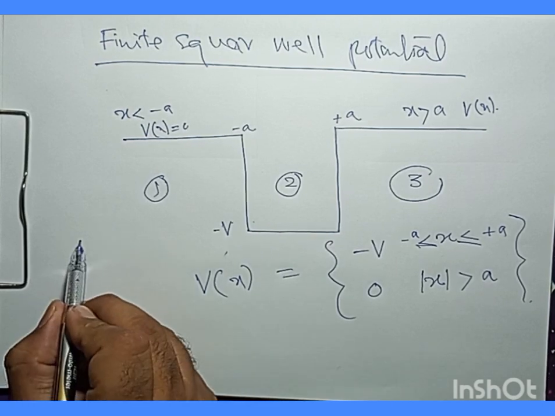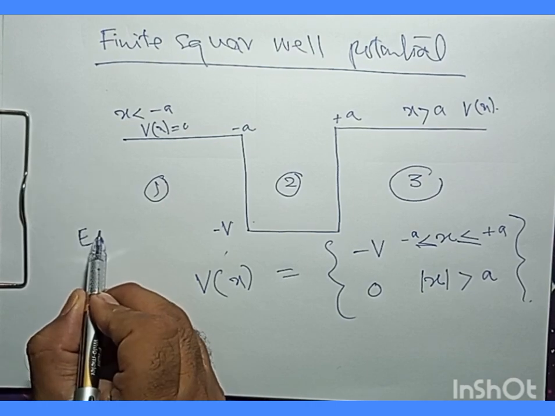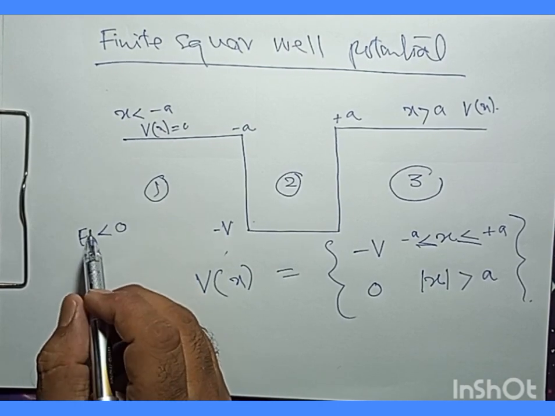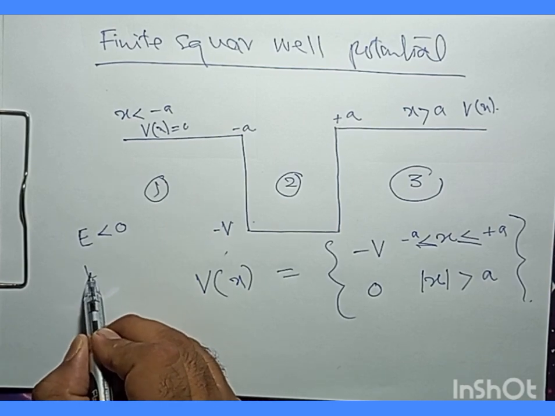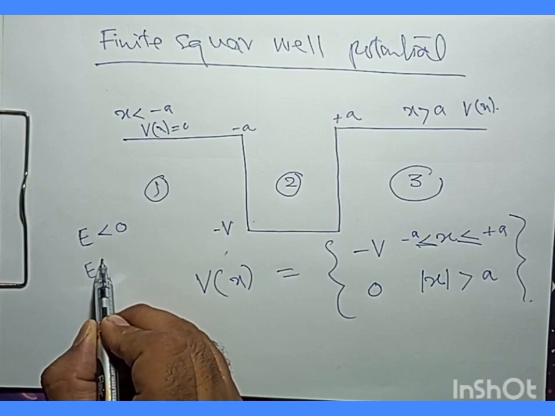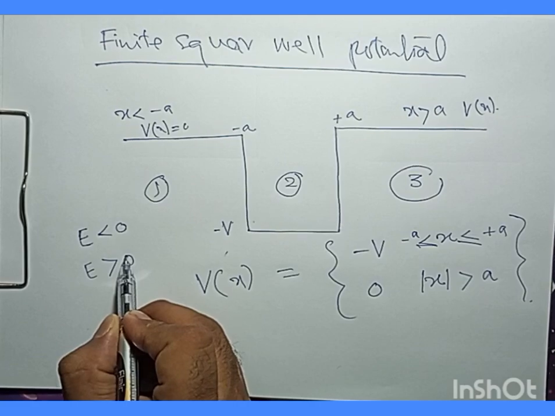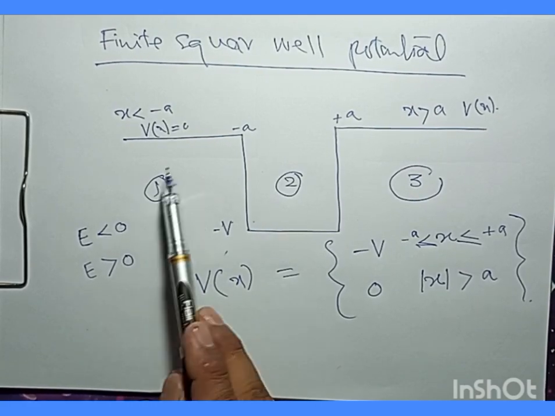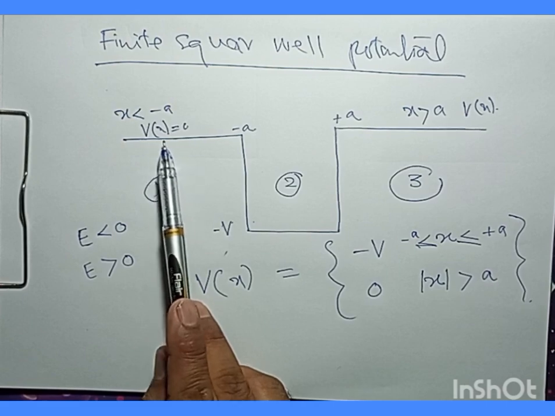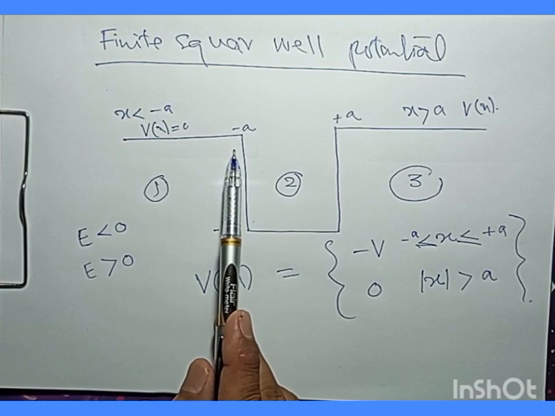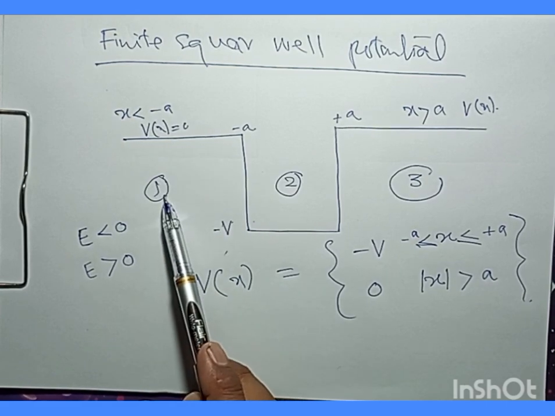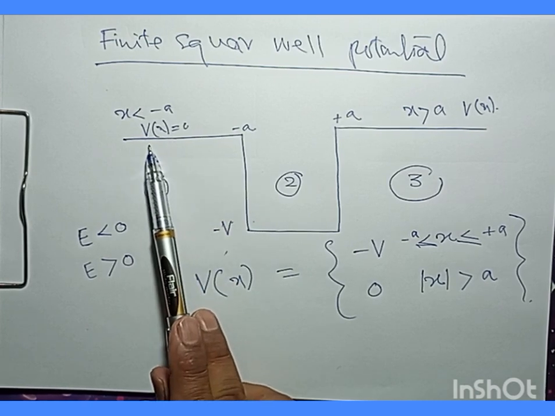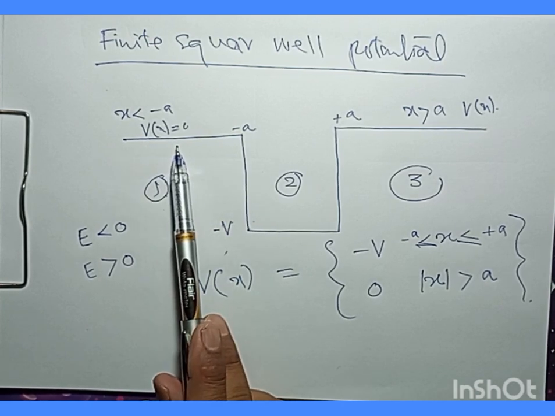and scattering states. So what is a bound state? A bound state is when the energy of the incident particle is less than zero, and a scattering state is when E is greater than zero. So we have the region x less than minus a, region 1, in which the potential is zero. So the particle has no interaction with the potential.